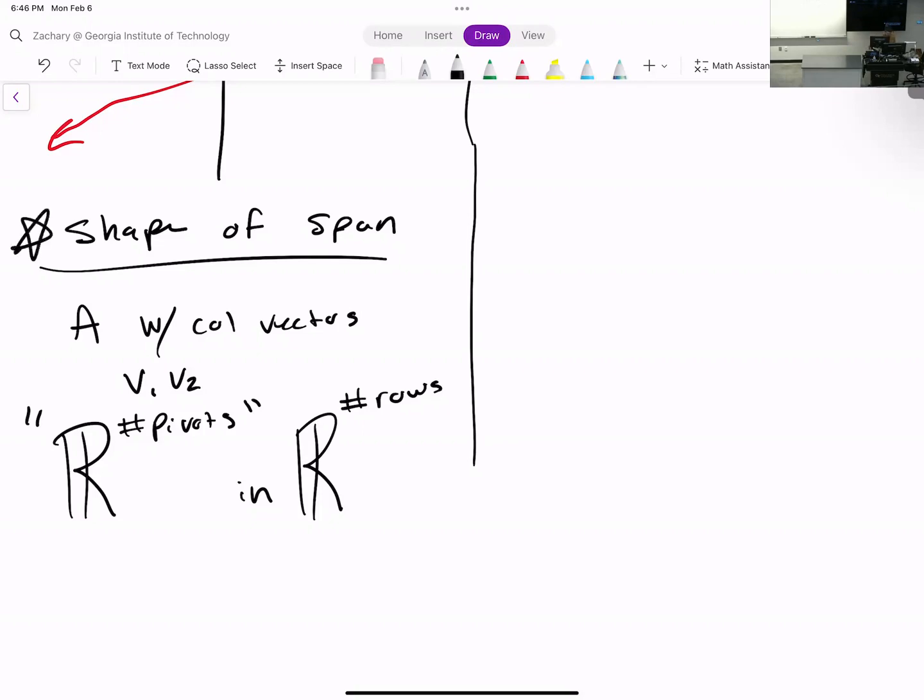This is something you should expect to see on your midterm. This is a big one. They'll ask you shape of solution set. They'll ask you shape of span. And if there are any questions at any point, please stop me, interrupt me, and I promise if you have that question, somebody else in this room has that question as well, okay?